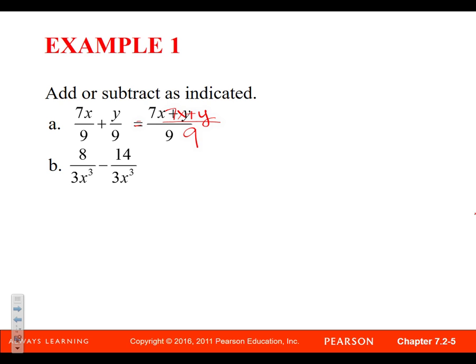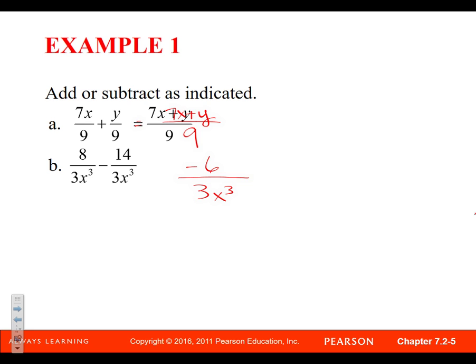All right, cool. Next one. Looking at the next fraction, example B. Are my denominators the same? Yep. Then I'm clear to go to the operation, which is to subtract. My denominator is going to be the same because they are just 3x to the thirds, whatever those are. And what is 8 minus 14? It's going to be negative, isn't it?